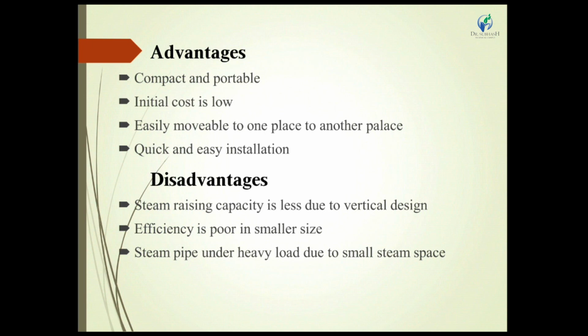Steam pipe under heavy load due to the small steam space. This means we are producing steam inside the boiler, and all the components and parts are in a single drum. That creates a higher pressure, and this pressure creates a heavy load on the pipe because of the very small space provided for the steam. So it creates a heavy load on the pipe. That is the main disadvantage of this boiler.